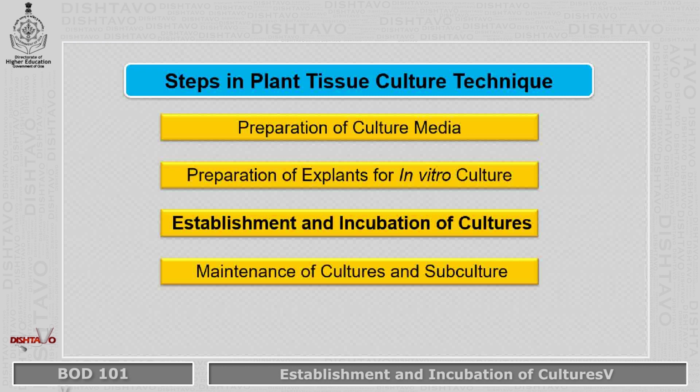Students, in the previous module, I explained to you about preparation of explants for in vitro culture, that is the selection of explant, isolation of explant, surface sterilization of the explant, and finally the inoculation of this explant on the nutrient medium. In this module, we will look at the third step in plant tissue culture technique, that is establishment and incubation of cultures. The last step, that is maintenance of cultures and subculture, I will teach you in my next module.